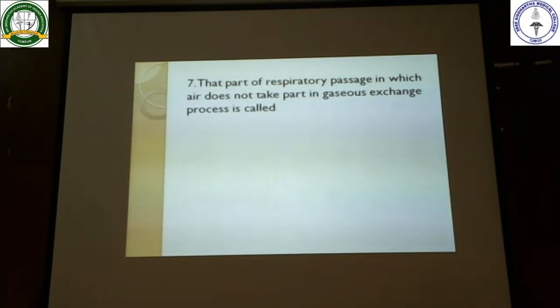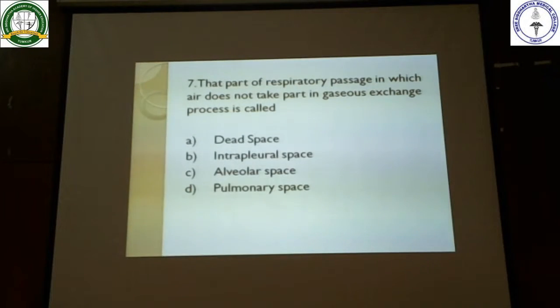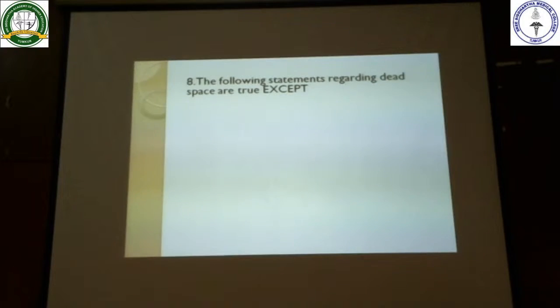Okay, so the next question is about the part of the respiratory passage that is the conducting zone, and the other one is the respiratory zone. Conducting zone means here the gaseous dead space. So dead space is the part of the respiratory passage where the gaseous exchange does not take place. Okay, next question: the following statements regarding dead space are true except.